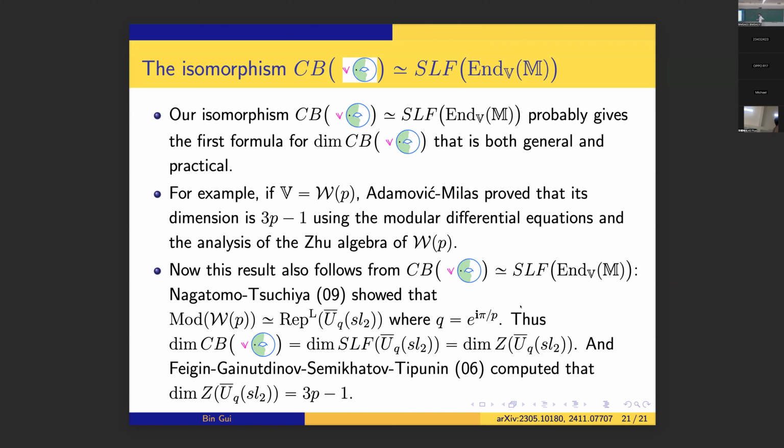So this gives an example of how to use that general formula to explicitly calculate the dimensions of torus conformal blocks. Okay, so I think I'll stop here.